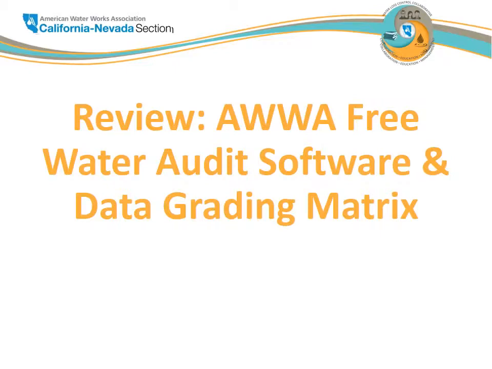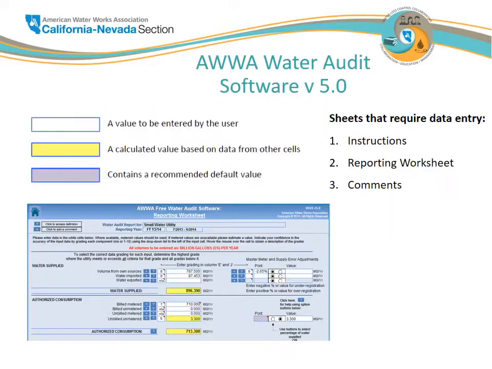What I'd like to do now is quickly review the water audit software and remind folks of how to use the data grading matrix and why we use our data validity scores. So the main tool that we use when we are creating a water audit is the AWWA water audit software. The most recent version is version 5.0, and it's freely available on the Water Loss Control Committee's site. That's the AWWA Water Loss Control Committee.